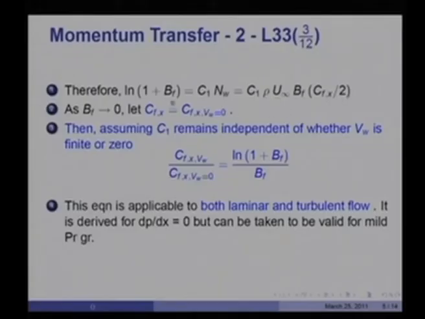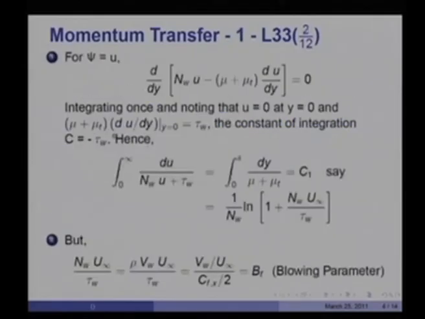Now, of course, as BF tends to 0, the CFX must tend to CFX at VW equal to 0, and then assuming that this integration, that is integration 0 to delta of mu plus mu t, would remain the same whether there is mass transfer at the wall or no mass transfer at the wall, which of course would be exactly true if it was a laminar boundary layer.